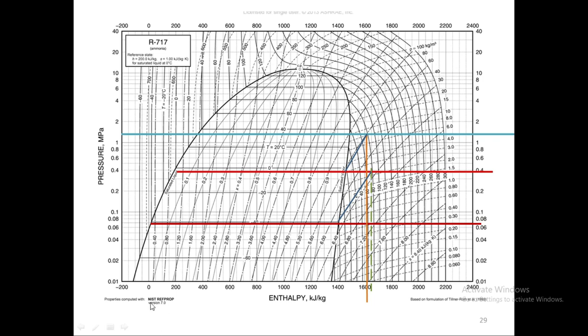The constant temperature lines are these. Let's say I pick up 40 degree here. This is the constant temperature line. It goes this way, then it comes horizontal in the saturation state, and then it goes in this direction like this. This is the constant temperature line.